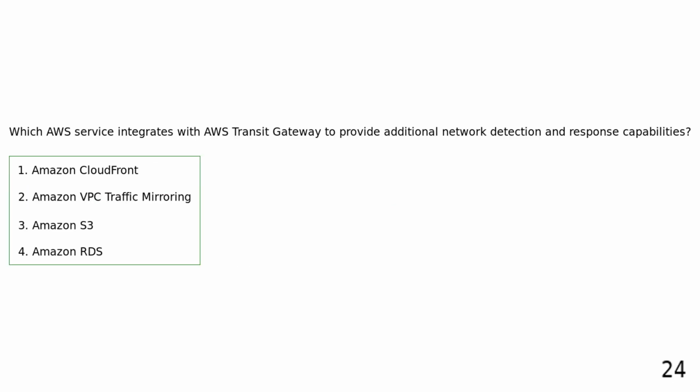Which AWS service integrates with AWS Transit Gateway to provide additional network detection and response capabilities? Amazon CloudFront. Amazon VPC Traffic Mirroring. Amazon S3. Amazon RDS. Amazon VPC Traffic Mirroring integrates with AWS Transit Gateway to allow for additional network detection and response capabilities, enabling monitoring and analysis of network traffic.